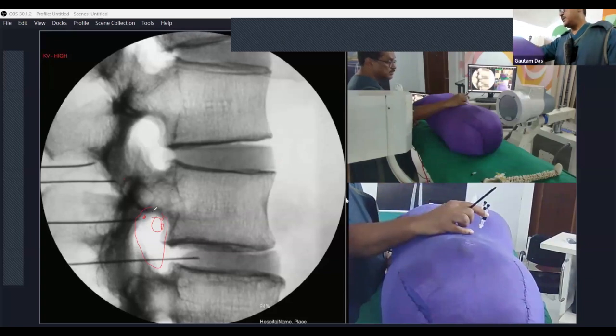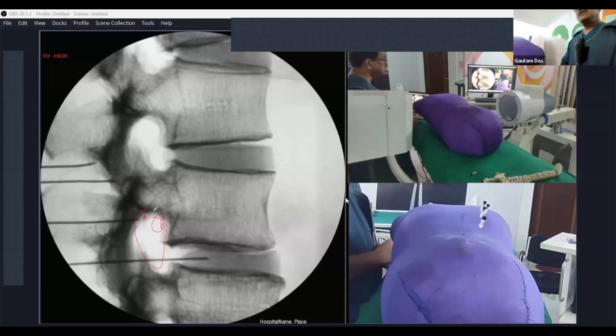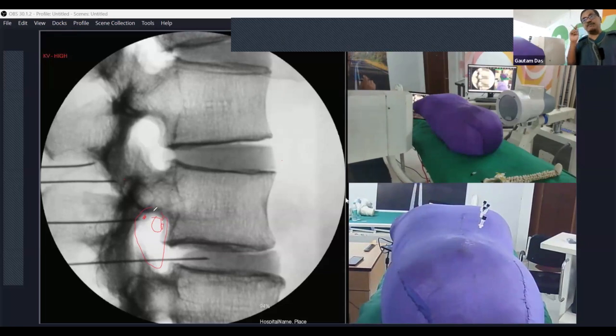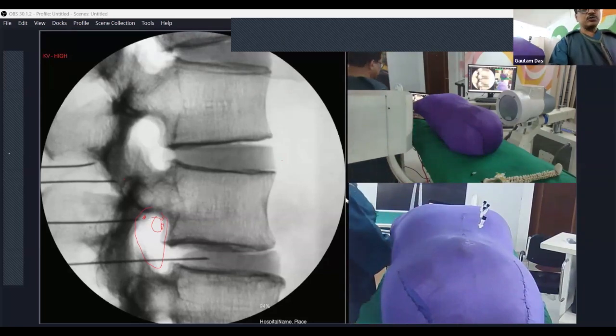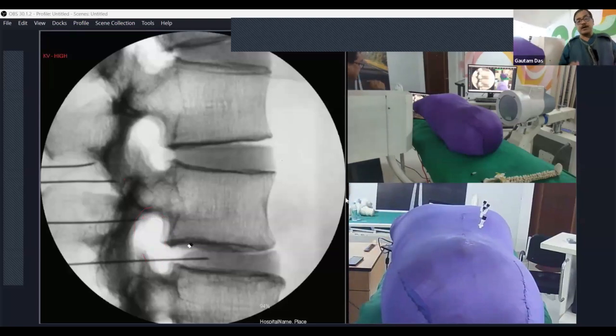Okay, so I'm entering into the disc. That means the Kambin's triangle approach, if we are advancing the needle further, that is also for the discography procedure. If you wish to do any disc procedure, endoscopic discectomy and other disc procedures, this is how we have to go. That means you have to go into the inferior part of the foramen.